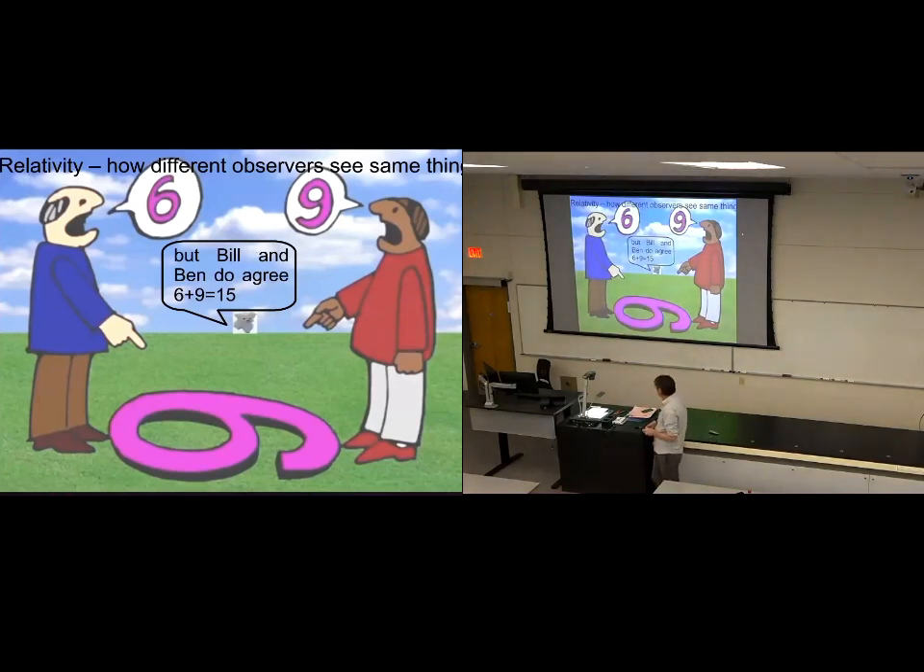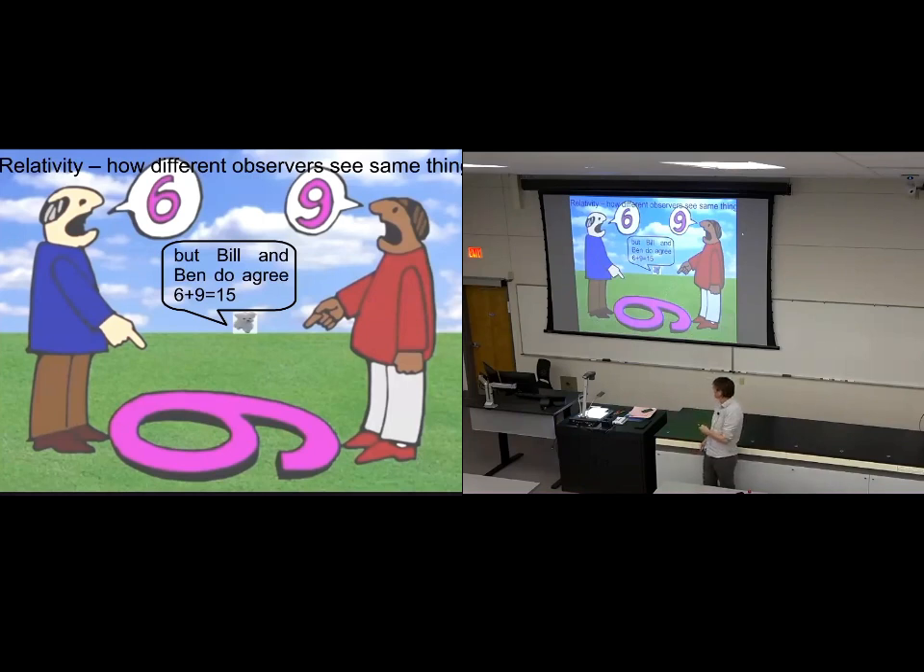Just to give you one more illustration of relative quantities and absolute quantities, relative quantities and invariant quantities, because that's really important in relativity to distinguish between them. Here's just a little cartoon. So we got Bill and Ben. Bill's on the left here. Ben's on the right here. And they're looking at this number on the ground.